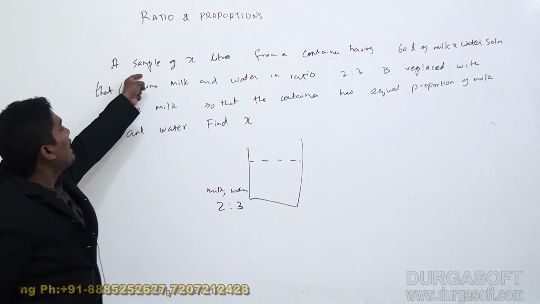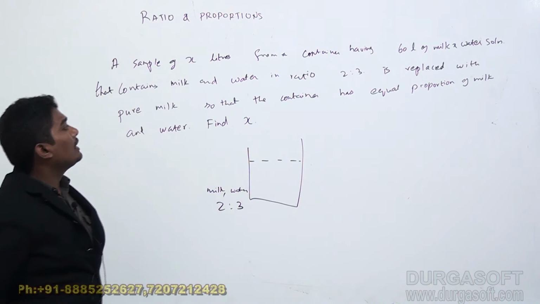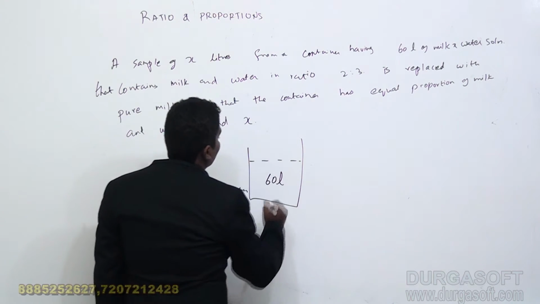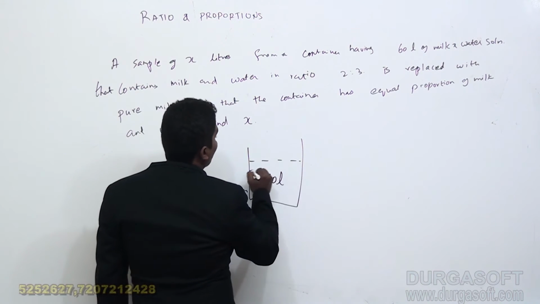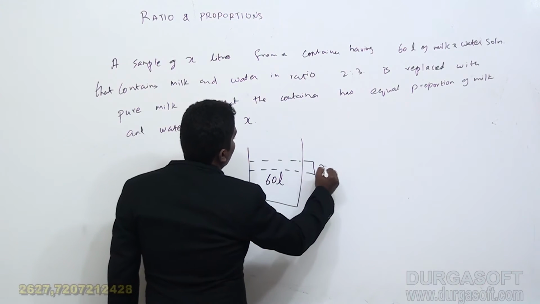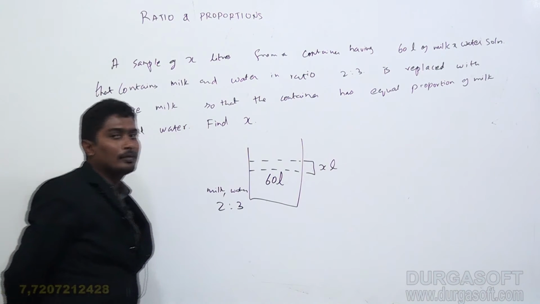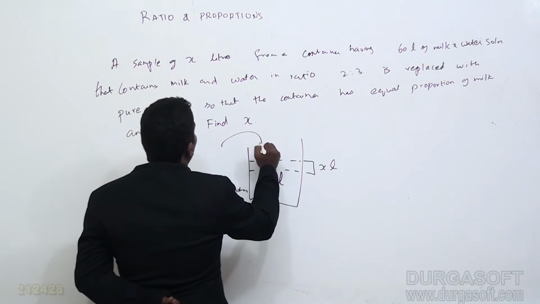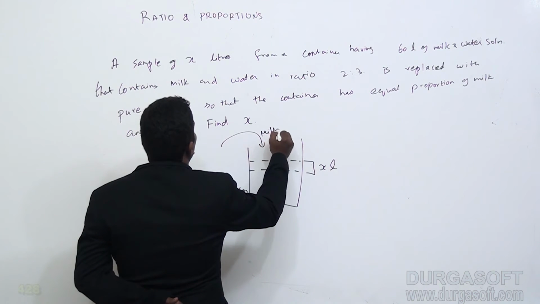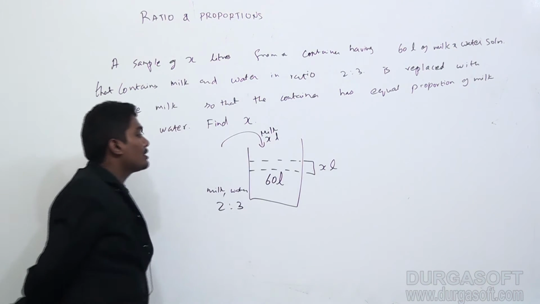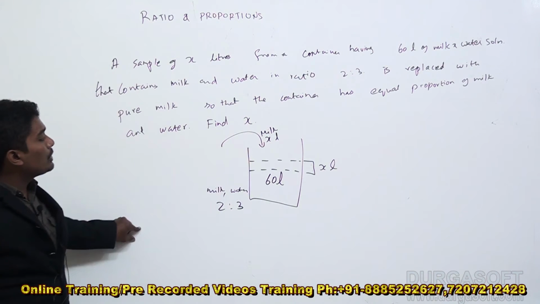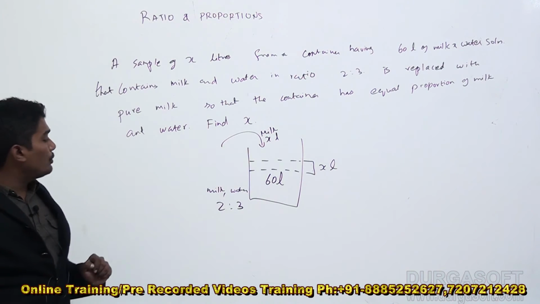Now they say that a sample of X liters from the container is removed. So the total quantity here is 60 liters. From these 60 liters, they are removing some X liters. After removing this X liters, they add X liters of pure milk, instead of the solution removed.